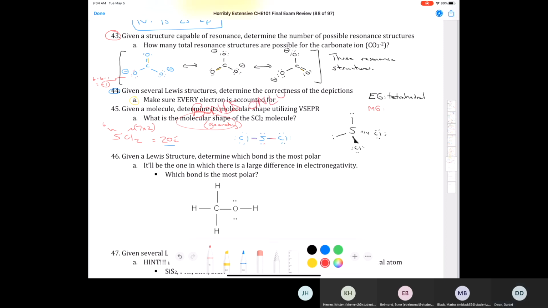only, okay? The lines that I drew to the lone pairs, those are not bonds. The only things that are bonds here are these. So my molecular geometry is bent, just like a water molecule. This is a bent molecular geometry.